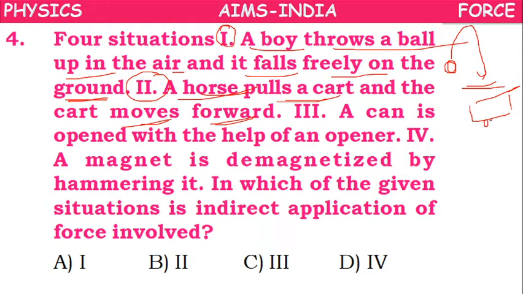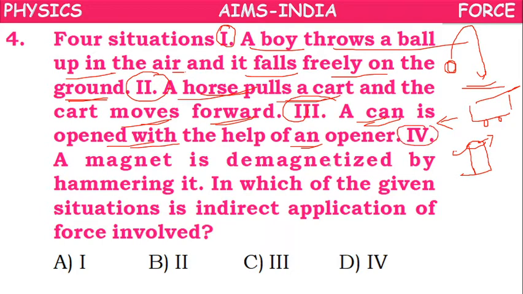A horse is pulling a cart, the cart is moving forward. Third, a can is opened with the help of an opener. Means the tin of the can is opened with the help of an opener.